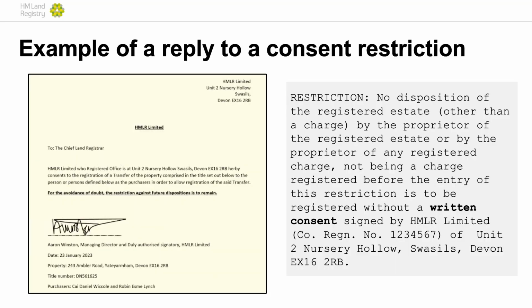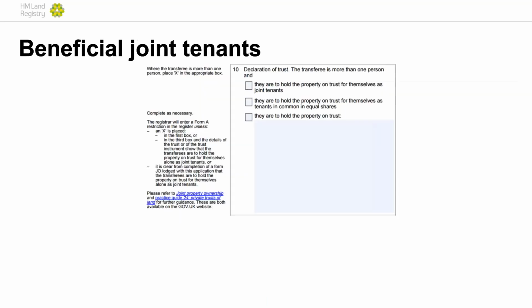This is a good example of a consent reply from HMLR Limited. It clearly states the name and address of the company, what they are consenting to, and the director of the company has signed a consent stating his role alongside.